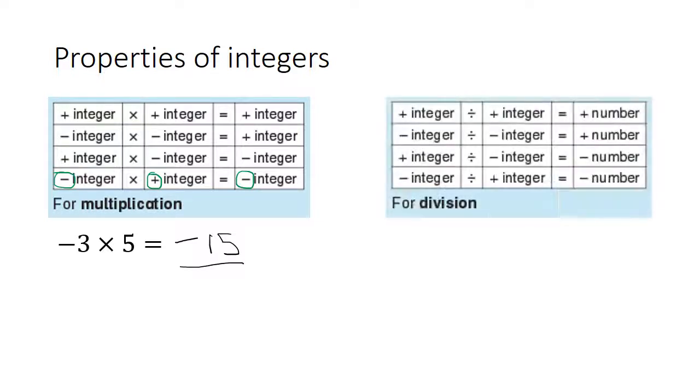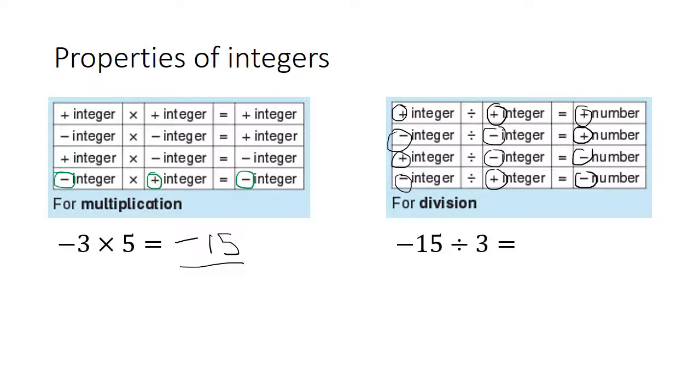Okay. For our division, we've got a similar rule. The rules are also exactly the same as with the multiplication. 2 positives, the answer or the quotient will be a positive number. If it's 2 negatives, our answer will be positive. And if one of them is a positive but the other is a negative, then our answer will be a negative. Let's have a look at an example quick.